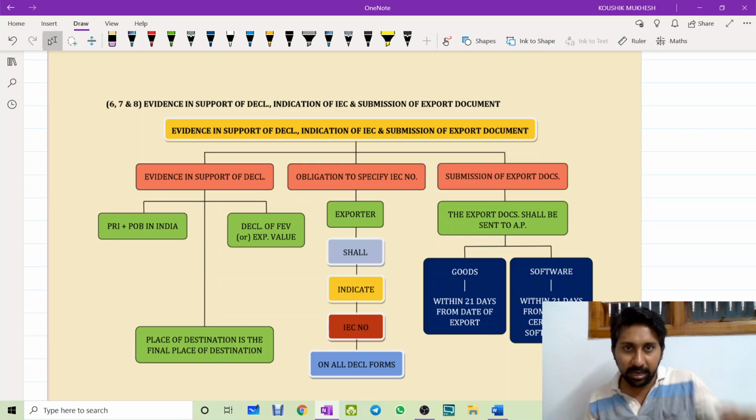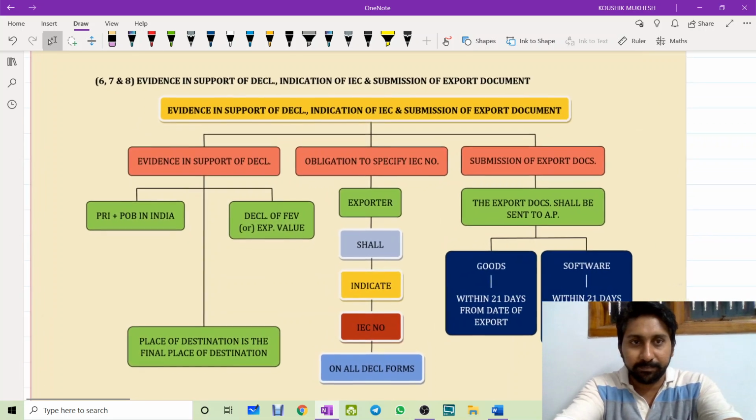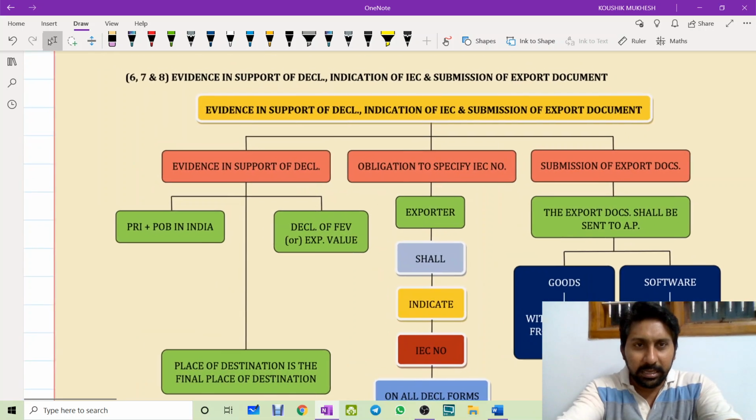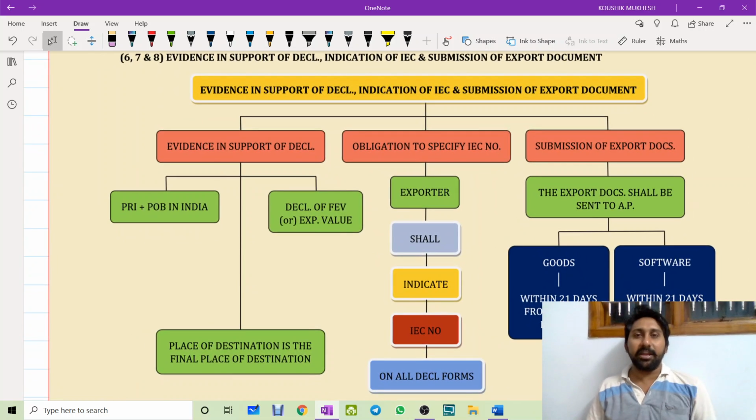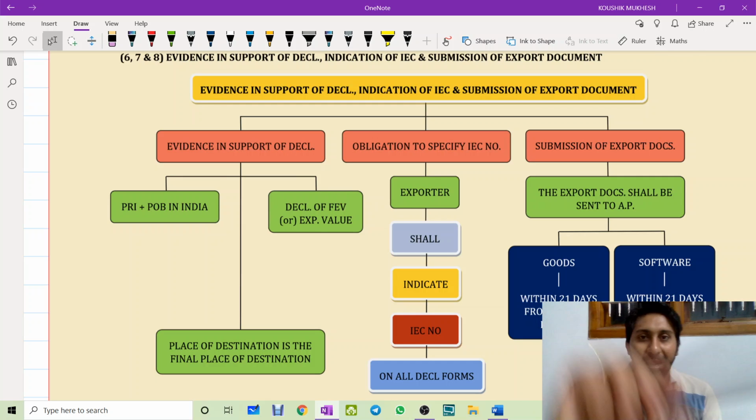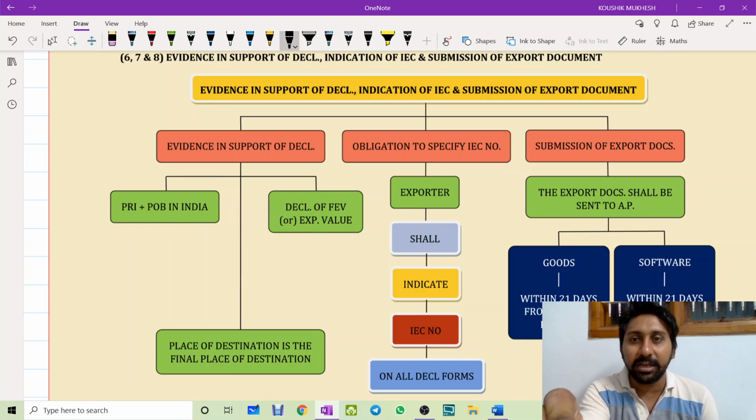Okay. So anyway, let us go to the next concept. Evidence in support of declaration, indication of IEC and submission of export document. So let us go into this concept. Evidence in support of declaration.